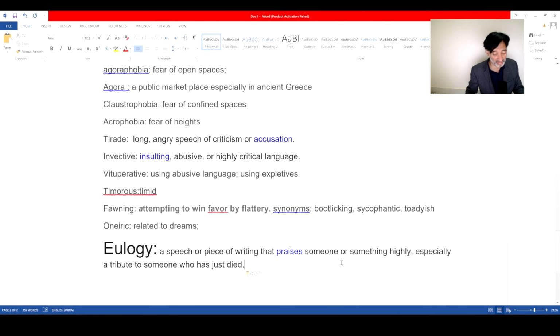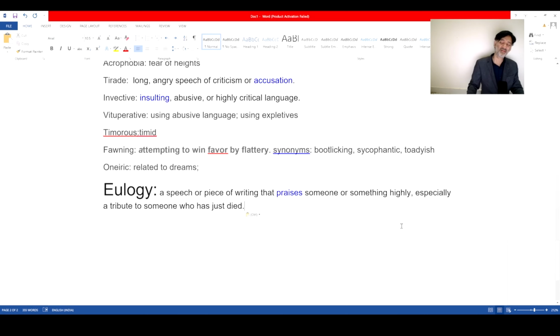It's a writing or speech that praises someone highly, especially a tribute to someone who has just died. But without that also, if something is given as a tribute of speech or praise, then it is a eulogy, right? There is a similar word, panegyric. What is a panegyric? It is also a eulogy. Panegyric is a public speech or published text in praise of someone.